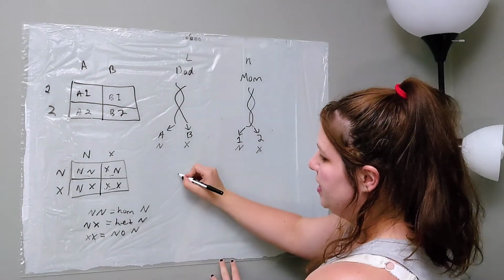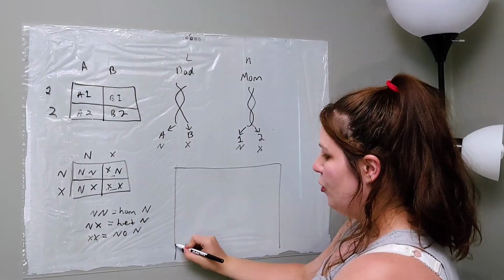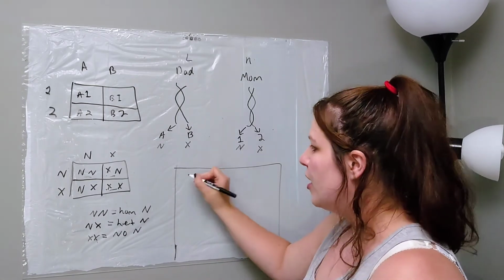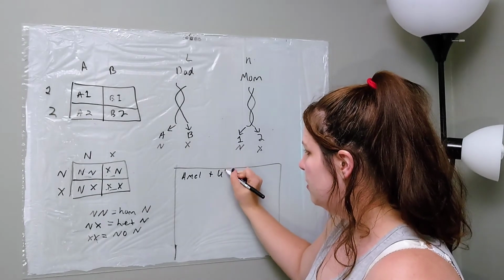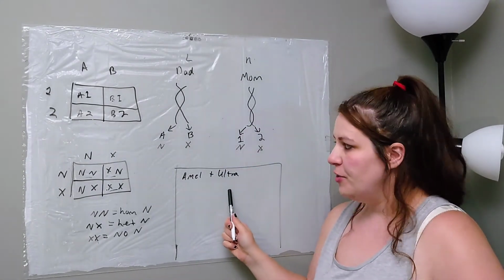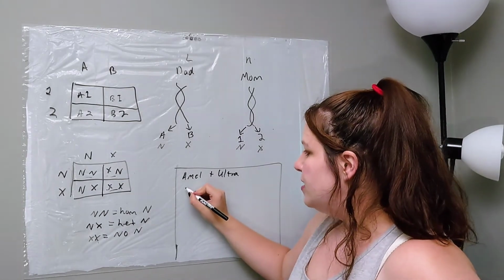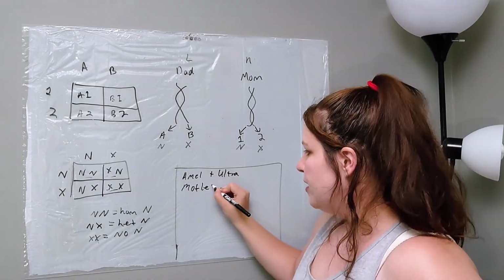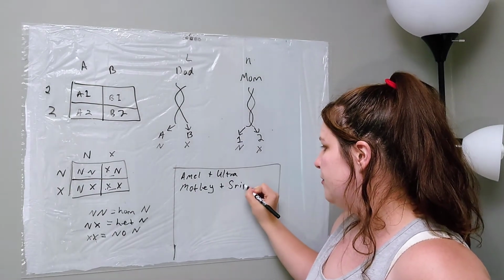So the genes that will work with other genes to make a new visual appearance are AML plus ultra. So the AML gene and the ultra gene, they can appear together. They will mix together. Let's see, Motley and Stripe. Motley and Stripe is a little bit of a weird one. We'll go over why in a future video.